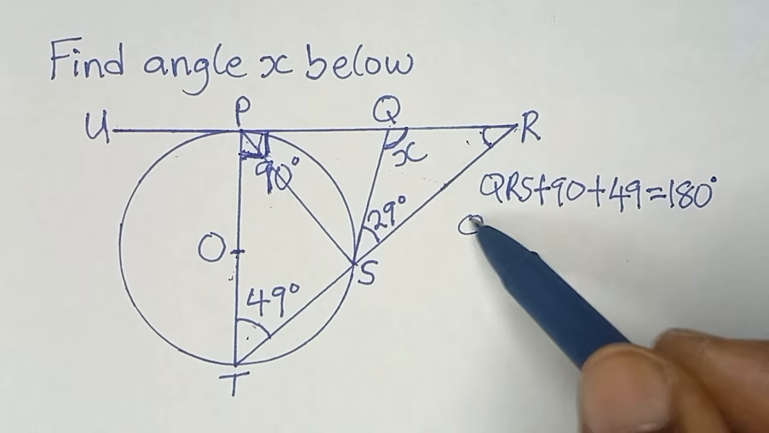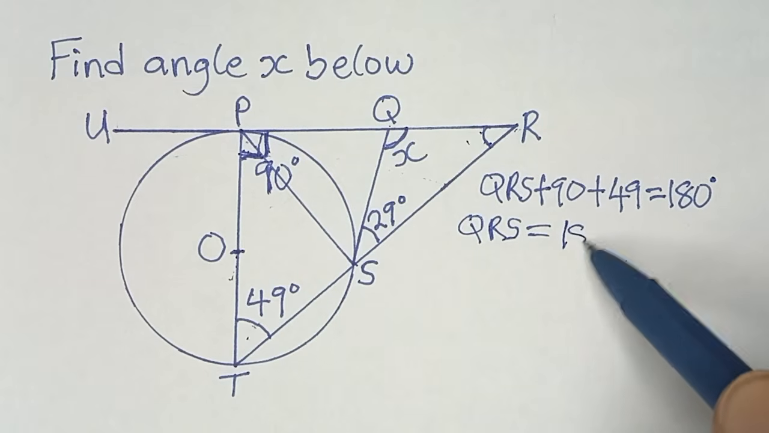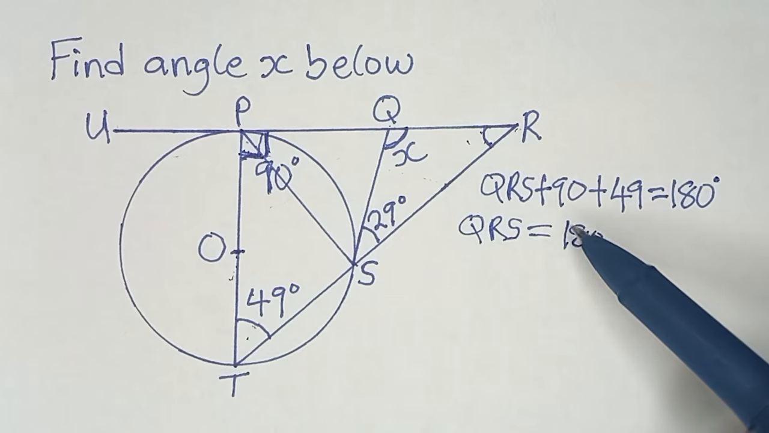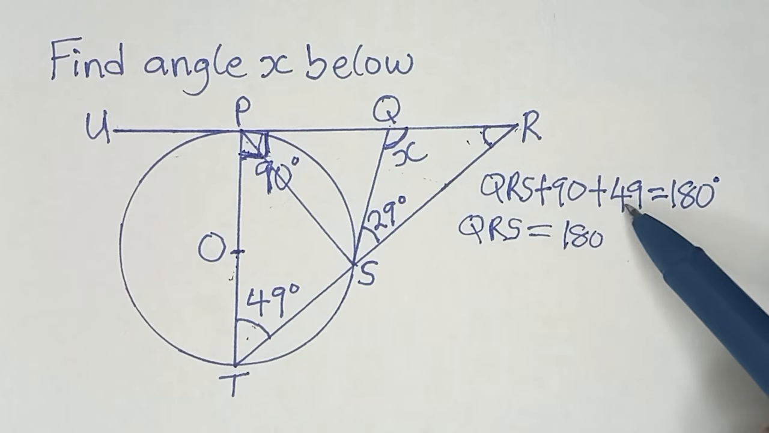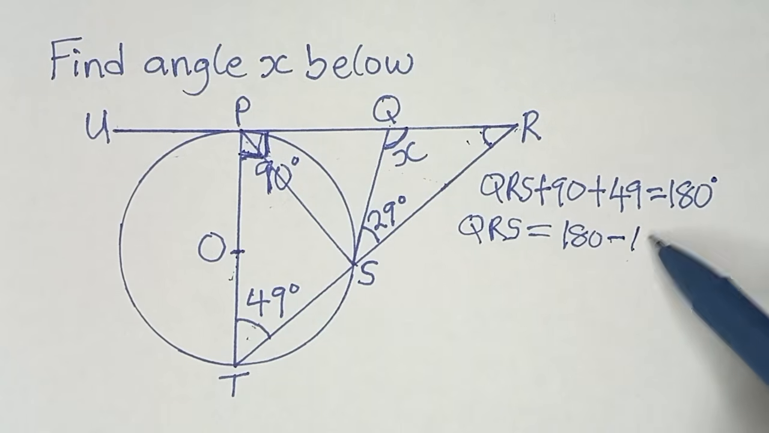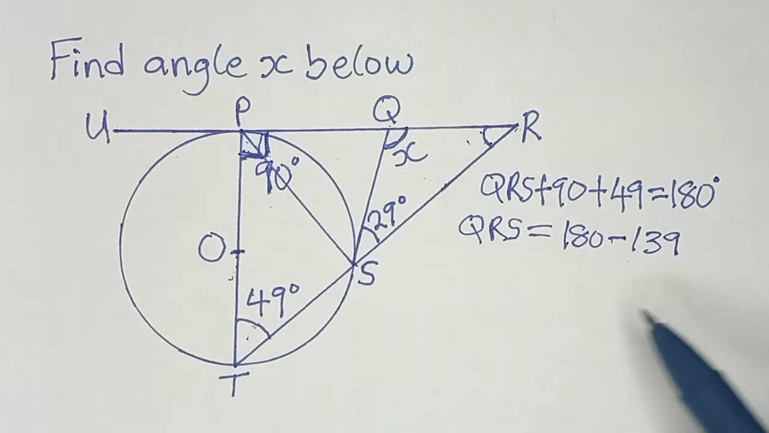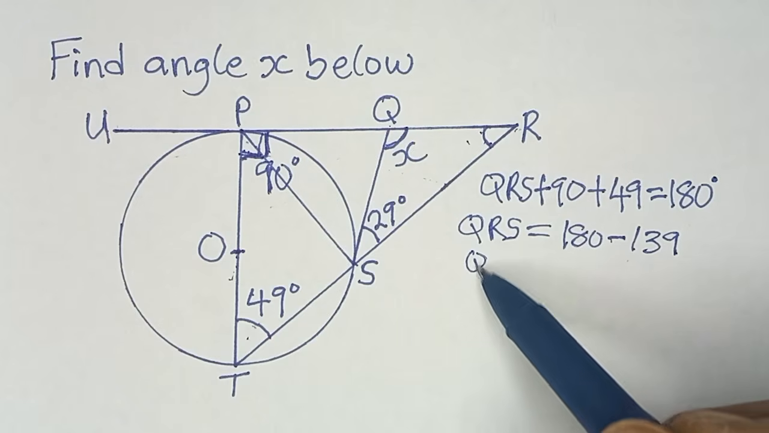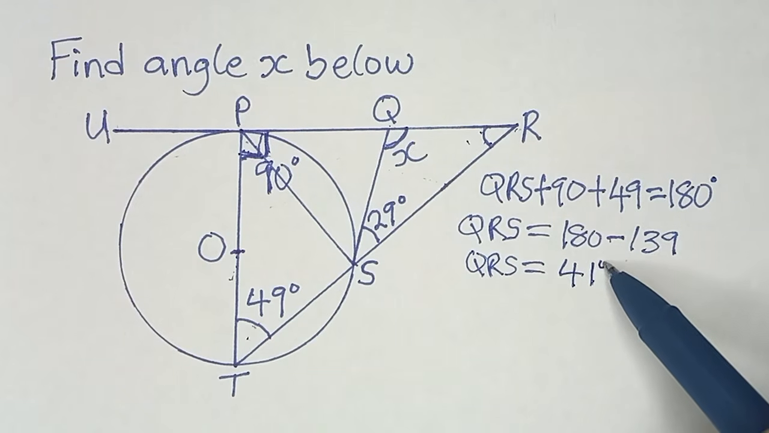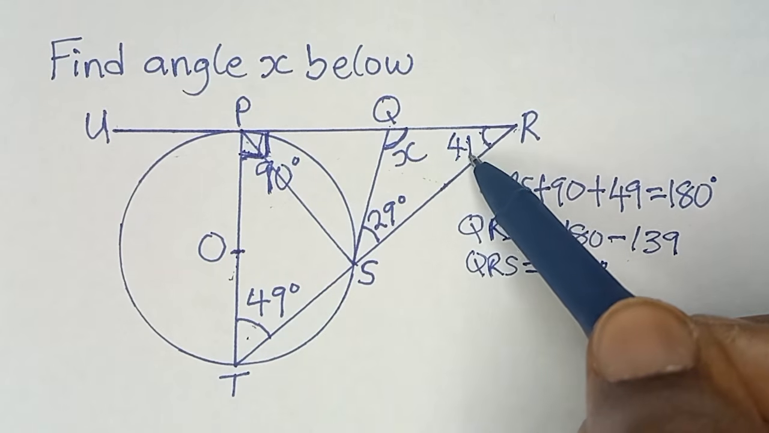So from there, angle QRS will be equal to 180 that is already on the right hand side. 90 plus 49 will give us 139. So it is positive 139 on this side. When it comes to this side, it becomes negative 139. So 180 minus 139 is going to give us the value of angle QRS as 41 degrees. So we now have QRS, this angle here, as 41 degrees.